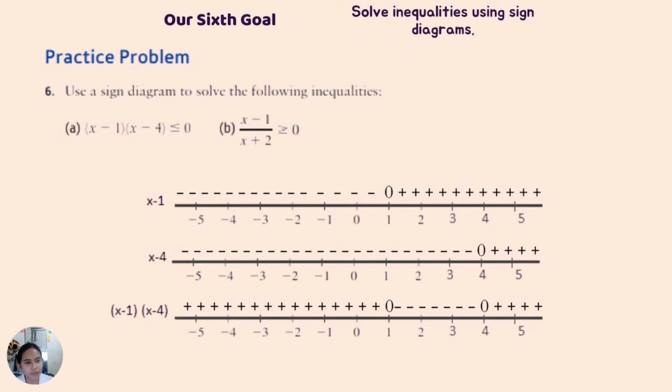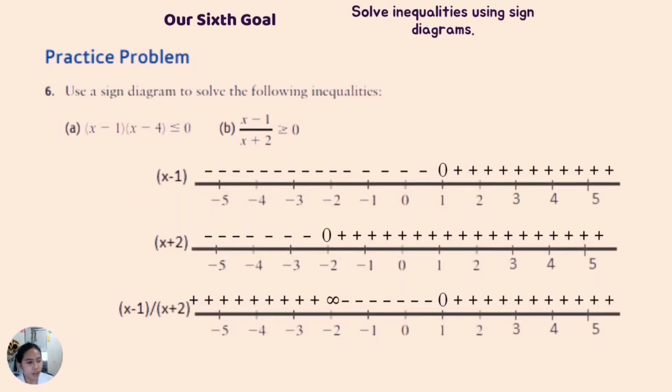So as you can see in the sign diagrams. Now letter B. First we get the first quantity. This is a division. So the first quantity is x minus 1. We knew that when x is at 0, x minus 1 equals 0, so x equals 1. So we put 0 on 1 on the number line. The positive will be on the right side and the negative will be on the left side. And as well for the quantity x plus 2, we knew that when it is 0, x is negative 2.